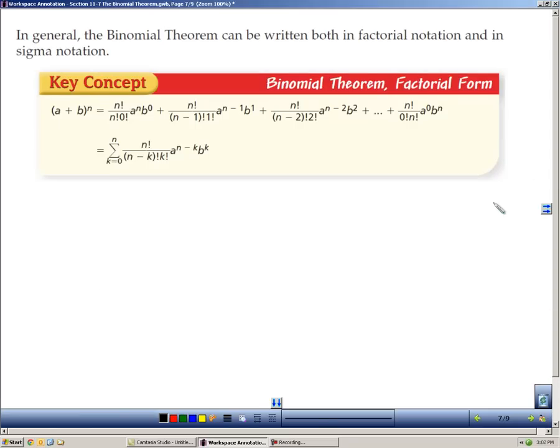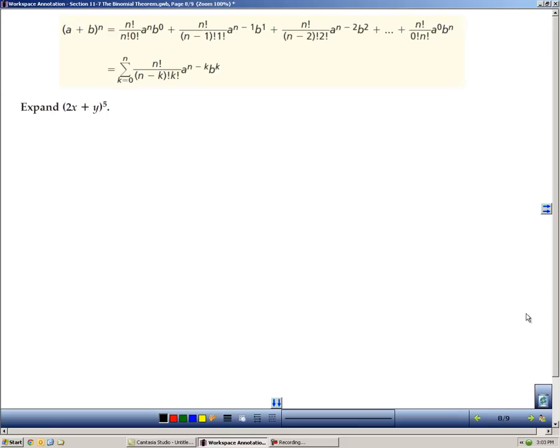So here you see the same exact binomial theorem that we looked at before, except now we can use factorials to write it. Instead of saying n times n minus 1 and n minus 2 and so on, we can just say n factorial over n factorial times 0 factorial. And we can write it out this way. Furthermore, we can write it in sigma notation by writing it this way, because this is a sum that has multiple terms. So I'm going to use this idea, the factorial form, to expand this binomial to the 5th power.